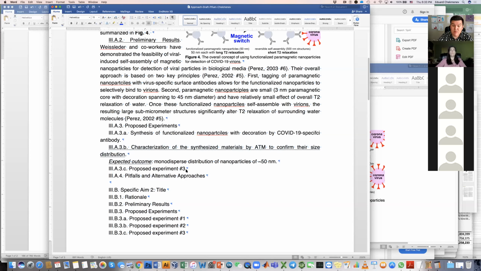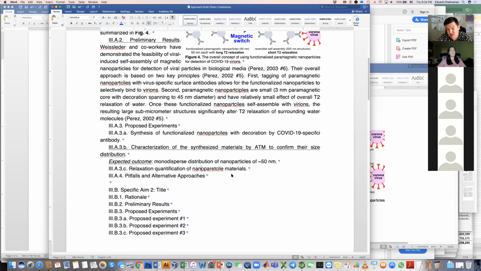So proposed experiment number 3. Once I characterize my nanoparticles, I will be performing the relaxation properties of these nanoparticles. Relaxation quantification of nanoparticle materials. What else can I do to make this approach more robust and reproducible?